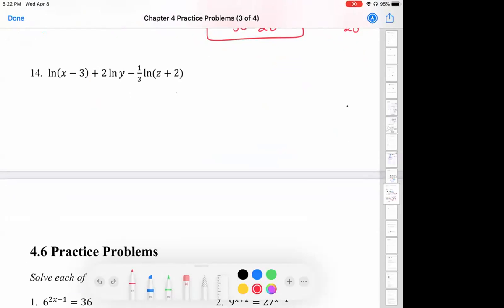So we're dealing with the same idea, but instead of log, I have ln. So let's start off by taking those numbers in the front and using them as exponents. That way I can move around our quotient and product rule more easily. So if we write it that way, we're left with ln of x minus 3 plus ln of y squared minus ln of z plus 2 with an exponent of 1/3. So all we did was take those front numbers and make them exponents. That's all good.